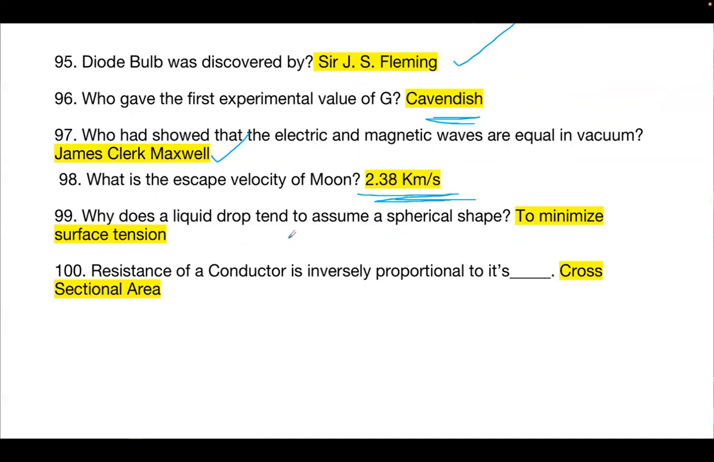Why does a liquid drop tend to assume a spherical shape? To minimize surface tension. Resistance of a conductor is inversely proportional to its cross-sectional area. So these are the questions, one-liners, the most important one-liners useful for SSC CHSL exam and SSC MTS, EPFO SSA, and the upcoming exams, bank exams and everything.